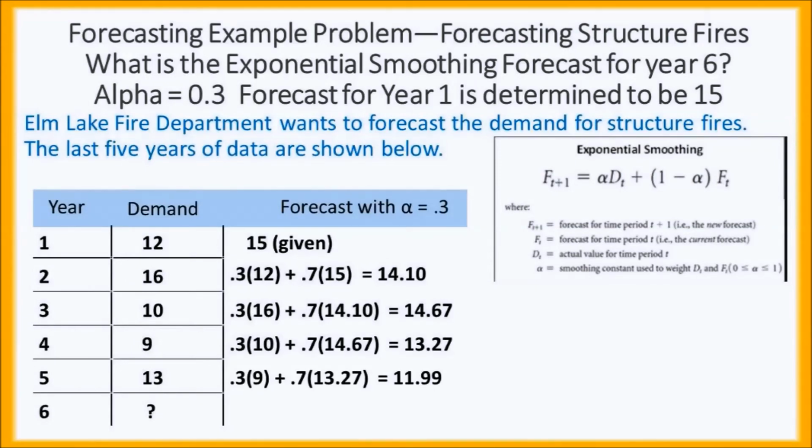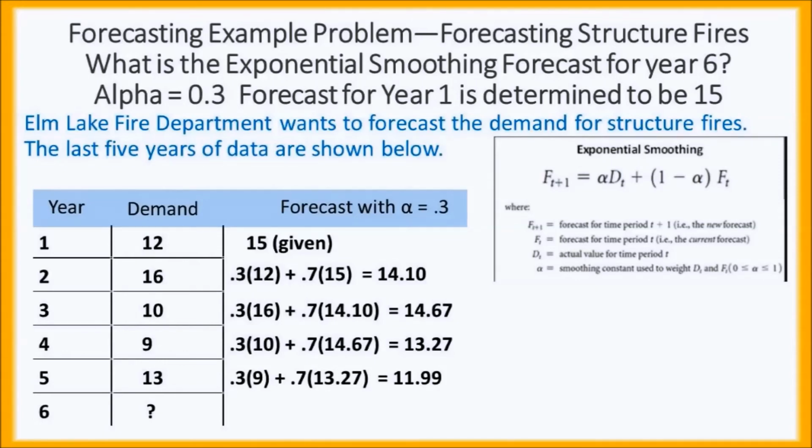We are now standing in year 4, or our current year is year 4. We're forecasting into year 5. And so here you can see the math, and we get a forecast for year 5 of 11.99. So we forecasted almost 12, 11.99. Our actual demand was 13, and now we need to forecast into year 6. And so we're going to use that same math again.